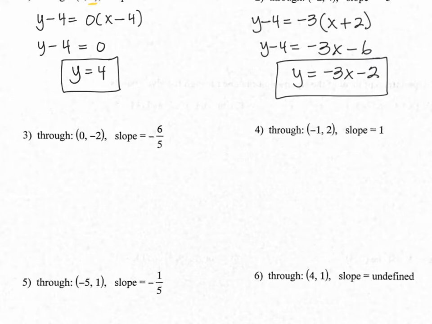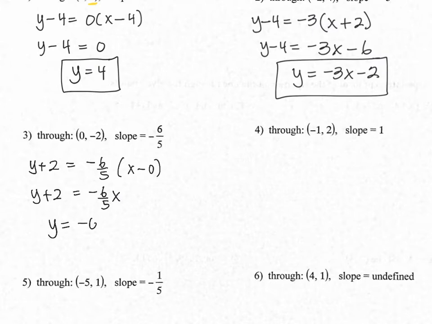Okay, so number 3, we have y minus negative 2 equals negative 6/5 times x minus 0. So y plus 2 equals negative 6/5 x. Let's see, that would be 0. Okay, so now we just want to subtract the 2. So negative 6/5 x minus 2. There we go, slope-intercept form.